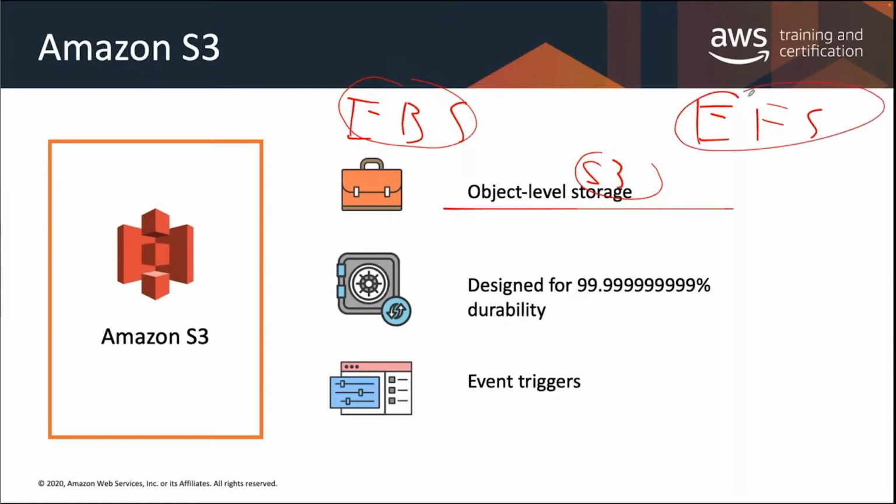And then EFS is a shared folder using the NFS protocol, shared to multiple instances, multiple machines. And S3 is what we call object storage.